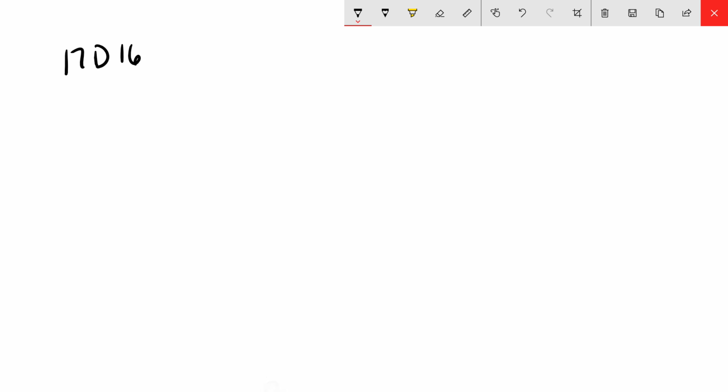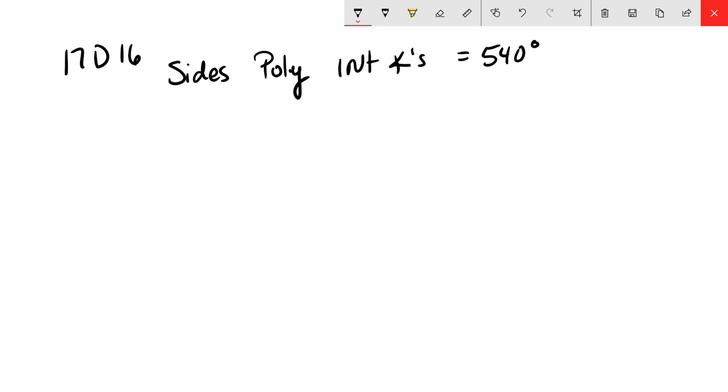It says, find the number of sides in a regular polygon if the measures of the interior angles add up to 540 degrees, okay? So how many sides are there in a polygon whose interior angles add up to 540 degrees?